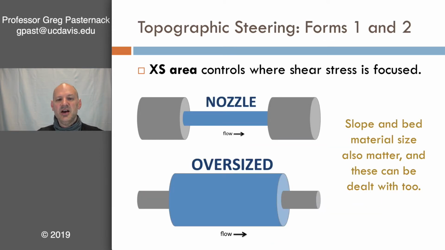So let's think of different kinds of landforms. Imagine that you have a pipe that's relatively wide, and then it constricts into a narrow pipe and goes back. We would use the term nozzle to describe this section of smaller diameter pipe.